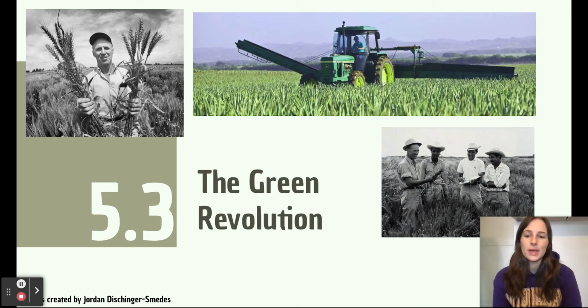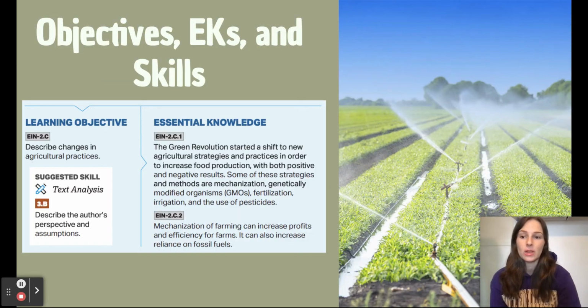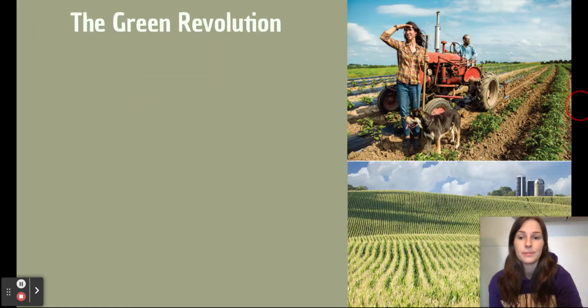Everybody. Today we're going to be covering section 5.3, which is about something called the Green Revolution. The learning objective for today is that you can describe changes in agricultural practices, and the essential knowledge that you're going to gain is essentially what the Green Revolution is, and some of the pros and cons that come with the technologies that we have now because of it.